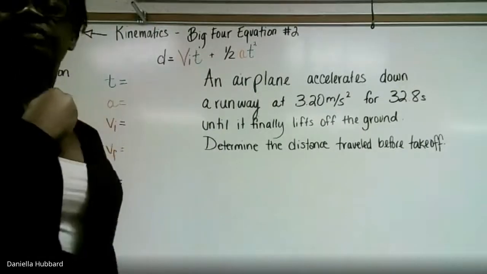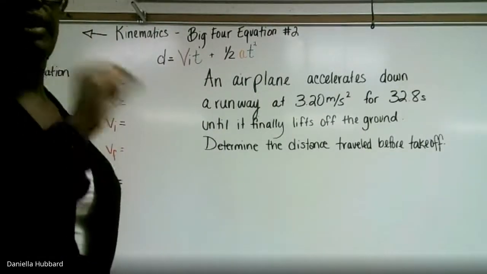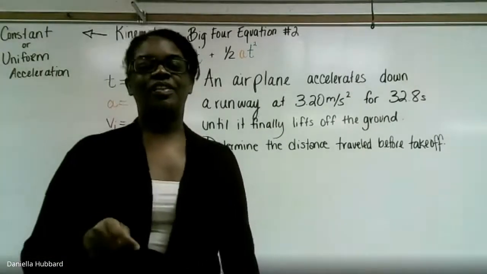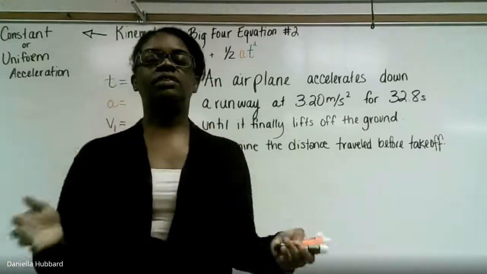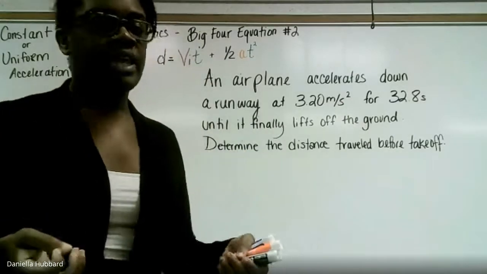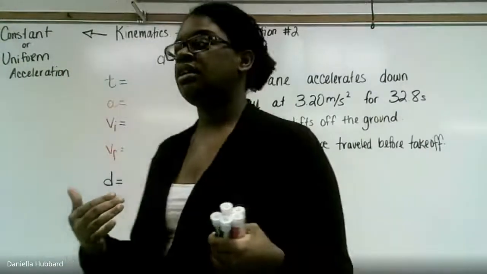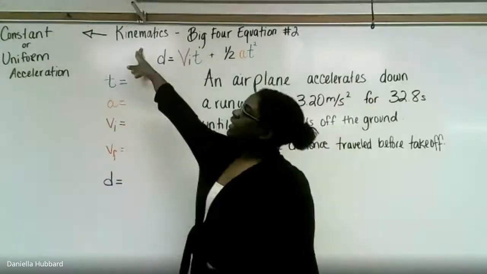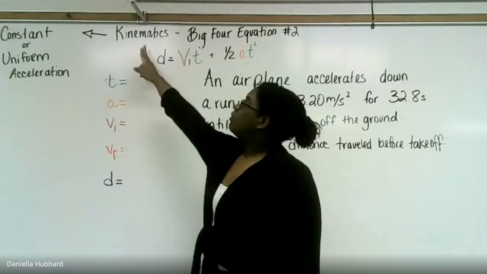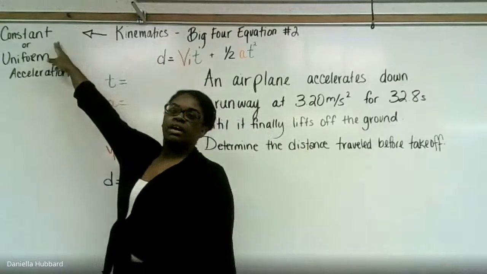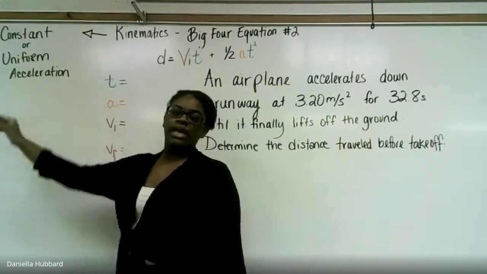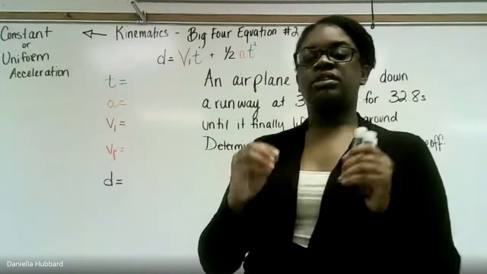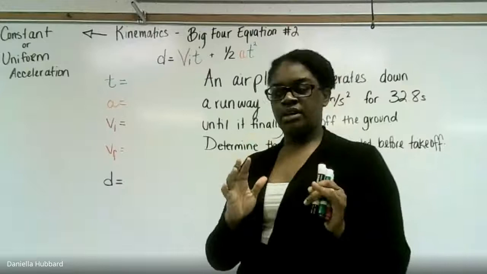So, the previous videos went over your big four equation number one, and then also we went over a free fall example question just to give you more practice and a better understanding of the use of these equations. So, quick recap. In kinematics, when we're using the big four equations, we're looking at objects that have a constant acceleration. That means our speed is changing at the same amount, the same rate for each time period.